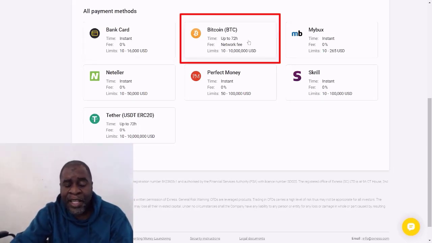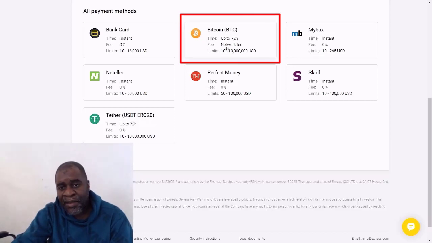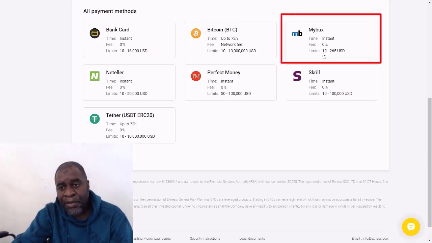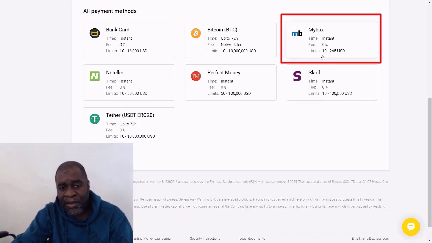When it comes to Bitcoin, this is an extremely easy, low-cost method. I've noticed that the gas fees for Exness when withdrawing back to Bitcoin are relatively low cost, so it's my new preferred method to deposit and withdraw. It takes away a lot of the hassles of all the other platforms. For Bitcoin, the minimum is $10, maximum is $10 million for deposits. Mybux, I've never used it before, but you'll see here that the limit is $10 minimum deposit and $265 maximum deposit. So this one, if you're going to be trading large sums, it's not really workable.